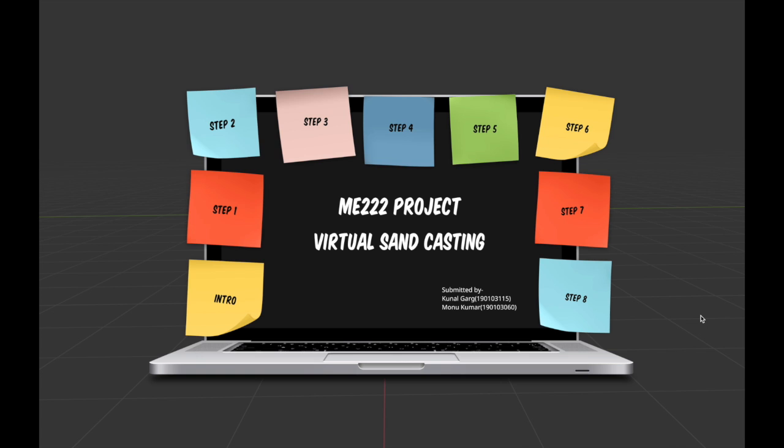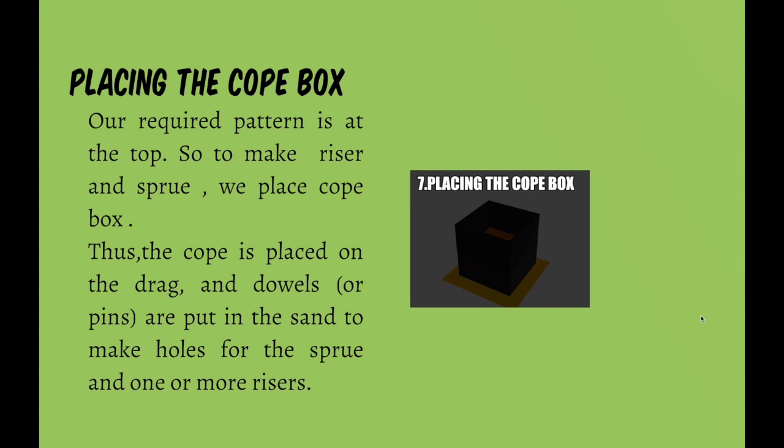Now moving on to step 5. Placing the cop box. This is one of the innovative way. Our required pattern is at the top. So to make riser and spur, we placed cop box. Thus the cop is placed on the drag and dowels are put on the sand to make holes for the spur and one or more risers. As you can see in the screenshot of our Blender animation.